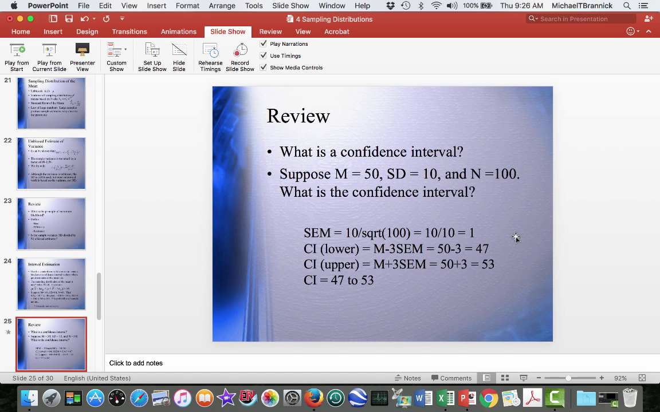Okay, so a confidence interval is a bracket that's intended to contain the parameter a certain percentage of the time. With our example, the standard deviation is 10, n is 100, the square root of 100 is 10, so our standard error would be 1. The confidence interval would be 50 minus 3 times the standard error, or 50 minus 3 times 1, so that's 47. For the upper, it would be 50 plus 3, or 53, and so our confidence interval would be 47 to 53. And so we'd say our 95% confidence interval is 47 to 53.